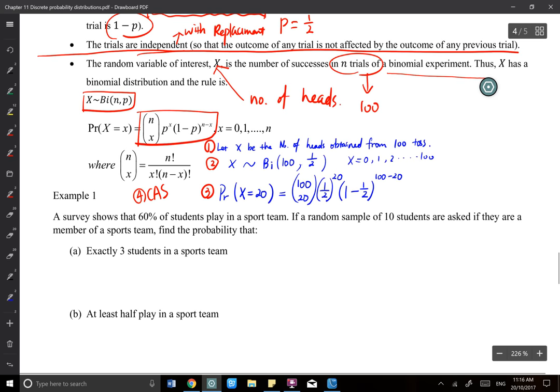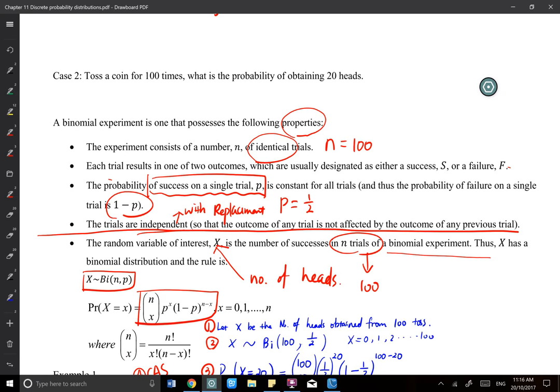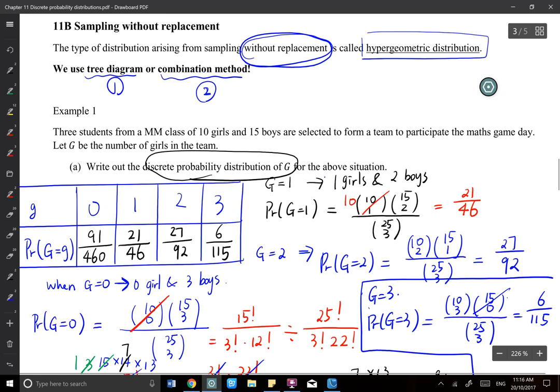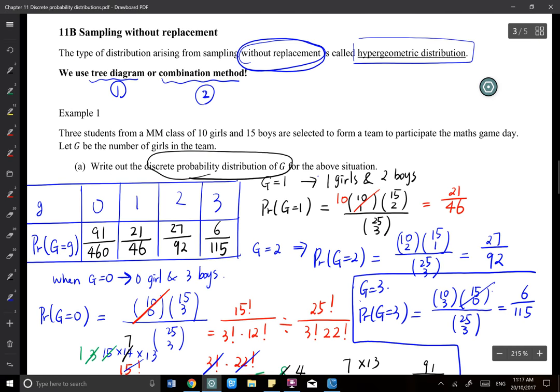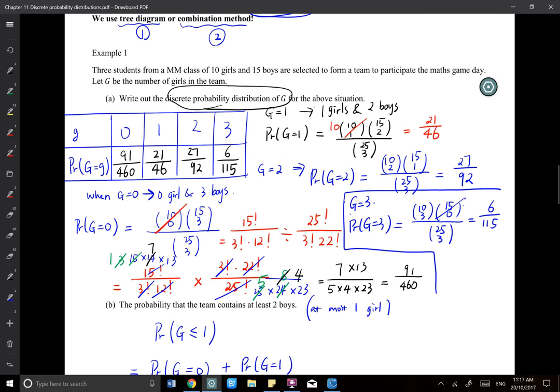About what we have learned yesterday. Yesterday, we learned what is called a hypergeometric distribution. We use this distribution when we select something and we are not going to replace the thing we selected previously back. So that's a hypergeometric distribution.